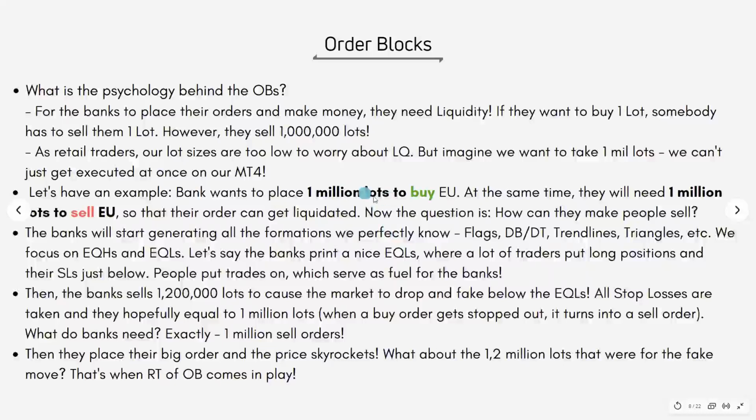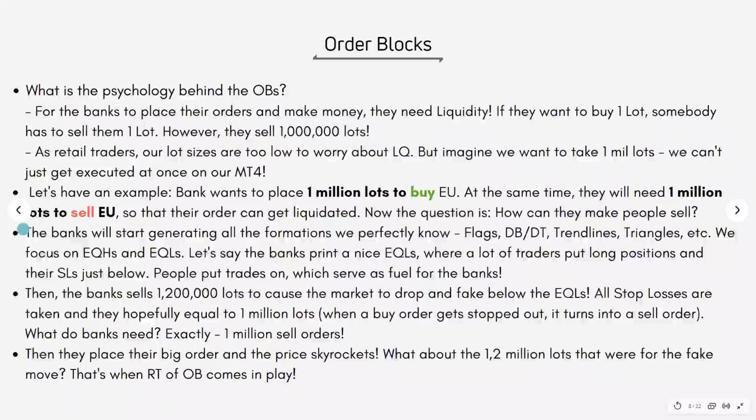So hope everything is clear so far. The banks want to buy 1 million. They need 1 million sell orders in order to buy. So what they do is they have to think of a way to get those 1 million sell orders, right? So what the banks do, all right? They're gonna sell 1,200,000 lots to cause the market to drop and fake below that equal lows, right?